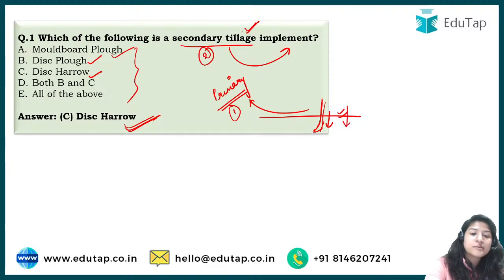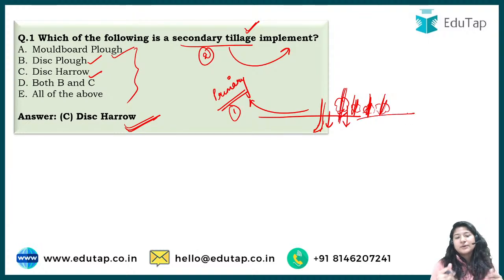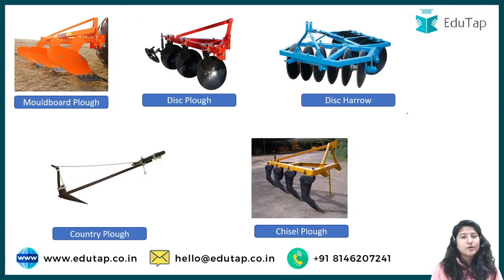And then if we talk about secondary tillage, once primary tillage is done, crumbs of soil are left. So secondary tillage is done to break down these clods that have been made, so that the top layer becomes quite fine for the plants to grow. All right. So this is the difference between primary tillage and secondary tillage. Now we'll look at some of the implements.